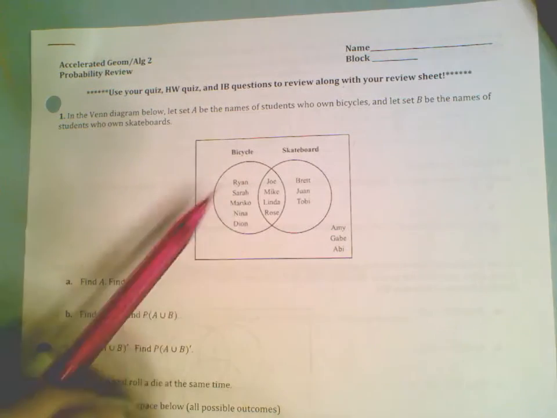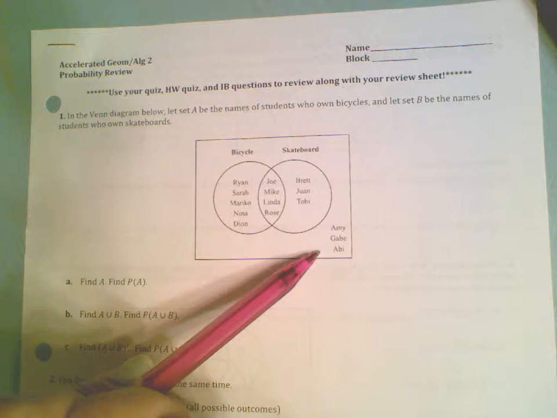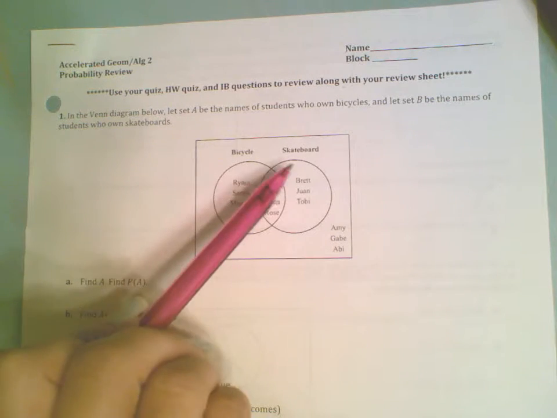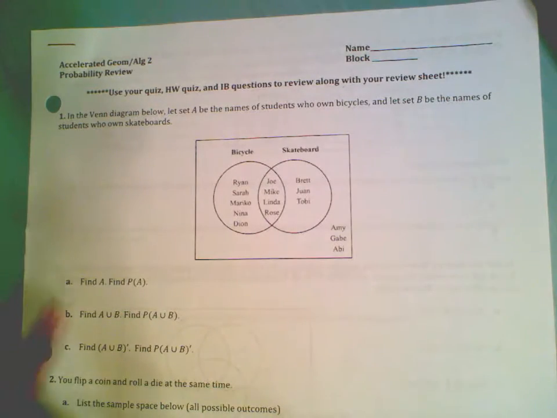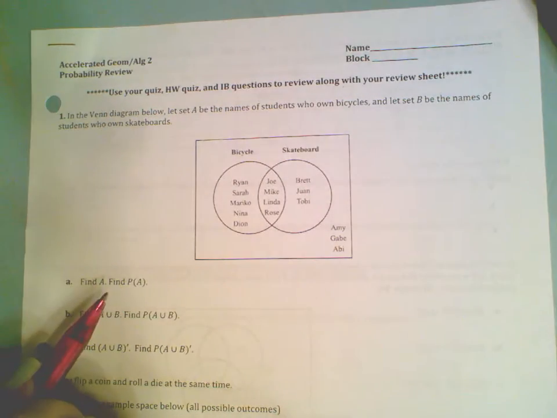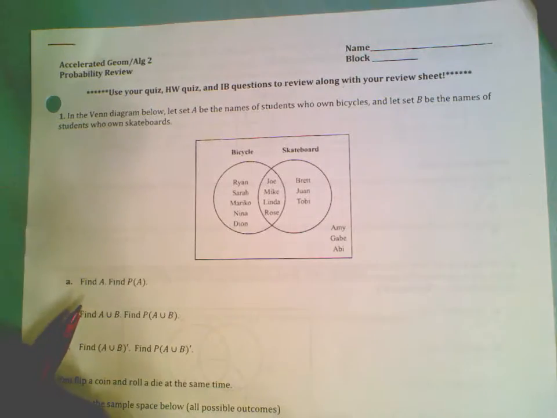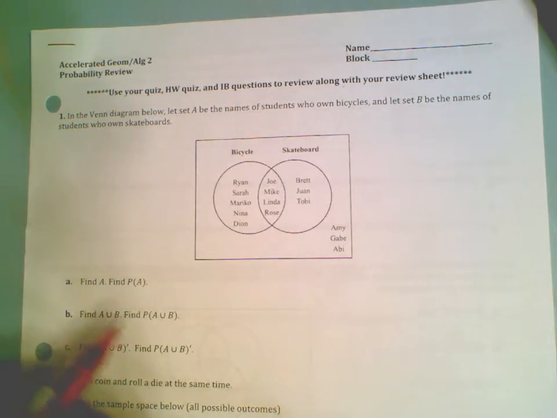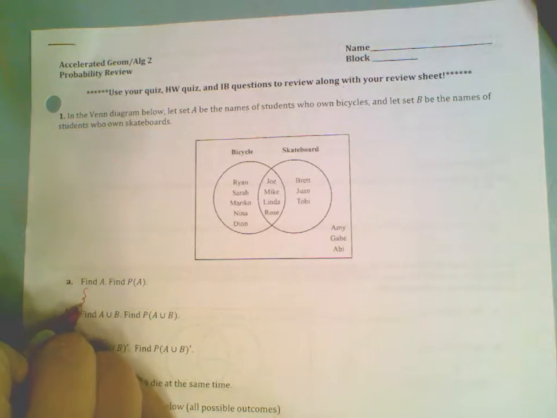They own both. These people out here don't belong to either bubble, so that means that they must not own a bicycle and they must not own a skateboard. So they don't own a bicycle or a skateboard. They own neither. For part A, it says find A, and then it says find the probability of A. If I say find A and I don't ask for the probability, you don't see a P, I don't say what's the probability, nothing like that, just find it, that means we're going to be writing out this set.